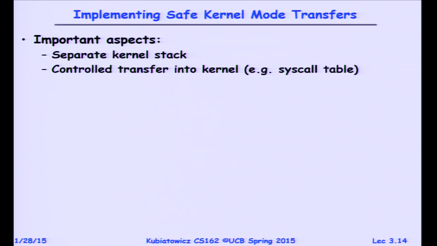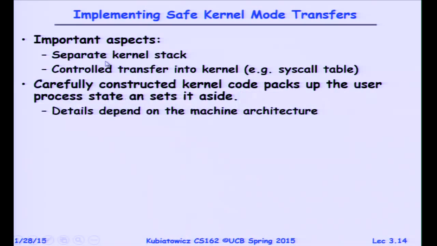So we have to make sure that when we allow transfer into the kernel, we do so in a very controlled way. And among other things, we have to have very controlled tables, and I'll say a tiny bit about that, and the stack is going to be different, because who knows whether the user has screwed up their stack or not. Okay? And so carefully constructed kernel code typically packs up the user state, sets it aside, sets everything up cleanly for itself to run, and then it runs. Trust nothing. Okay?